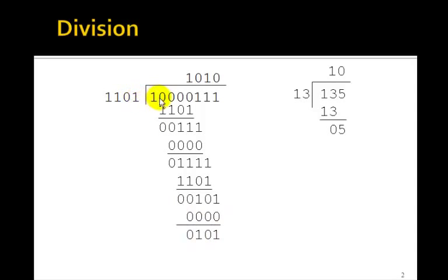So sure enough, 135 in binary divided by 13 in binary is 10 in binary, with 5 as the remainder. So that's long division in binary. Now we want to see how we can try to make a circuit to do that.